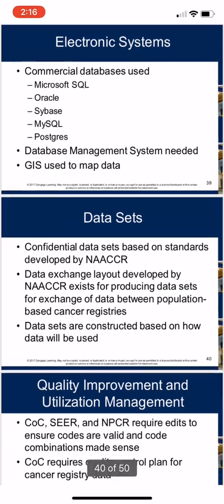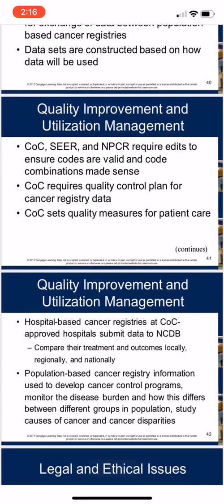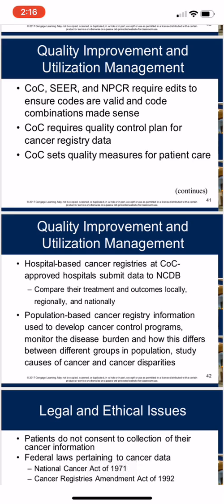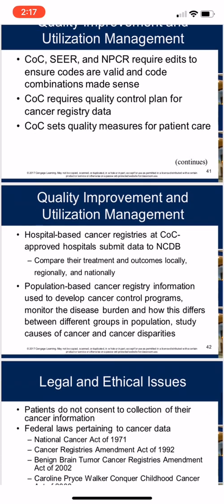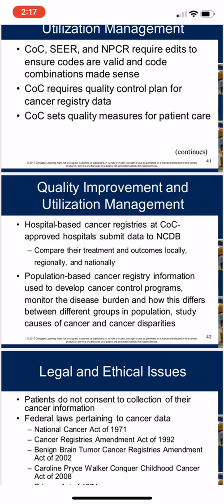All right, we're going to move on to our quality improvement and utilization management. I'm going to cover just a couple of things here. So the Commission on Cancer, SEER, and the NPCR require edits to ensure codes are valid and code combinations make sense. The Commission on Cancer requires a quality control plan for cancer registry data, and they set quality measures for patient care. Hospital-based cancer registries at the Commission on Cancer approved hospitals submit data to the National Cancer Database.